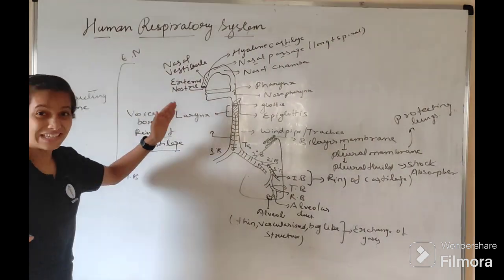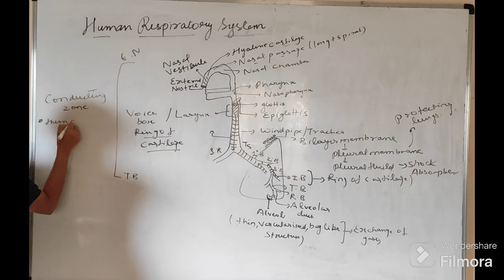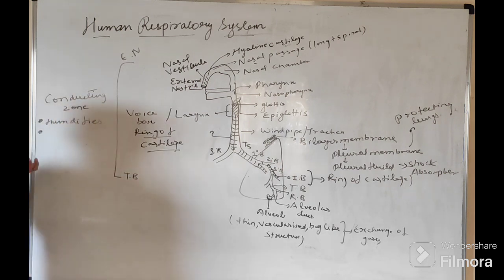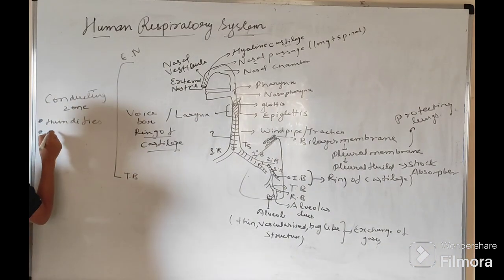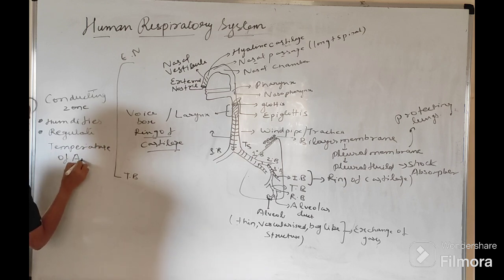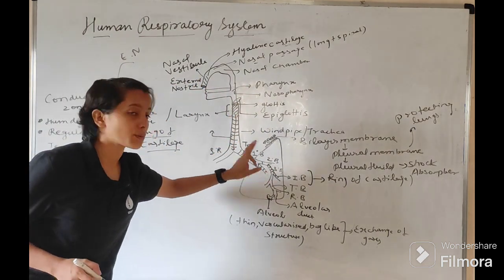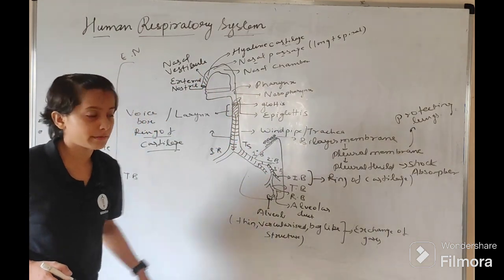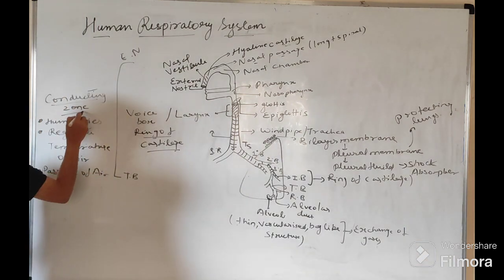The conducting zone humidifies the air which is coming from outside. Secondly, the temperature of the outside air may be different from our body temperature, so it also regulates the temperature of air. Thirdly, it helps in the passage of air. So this is the function of our conducting zone.